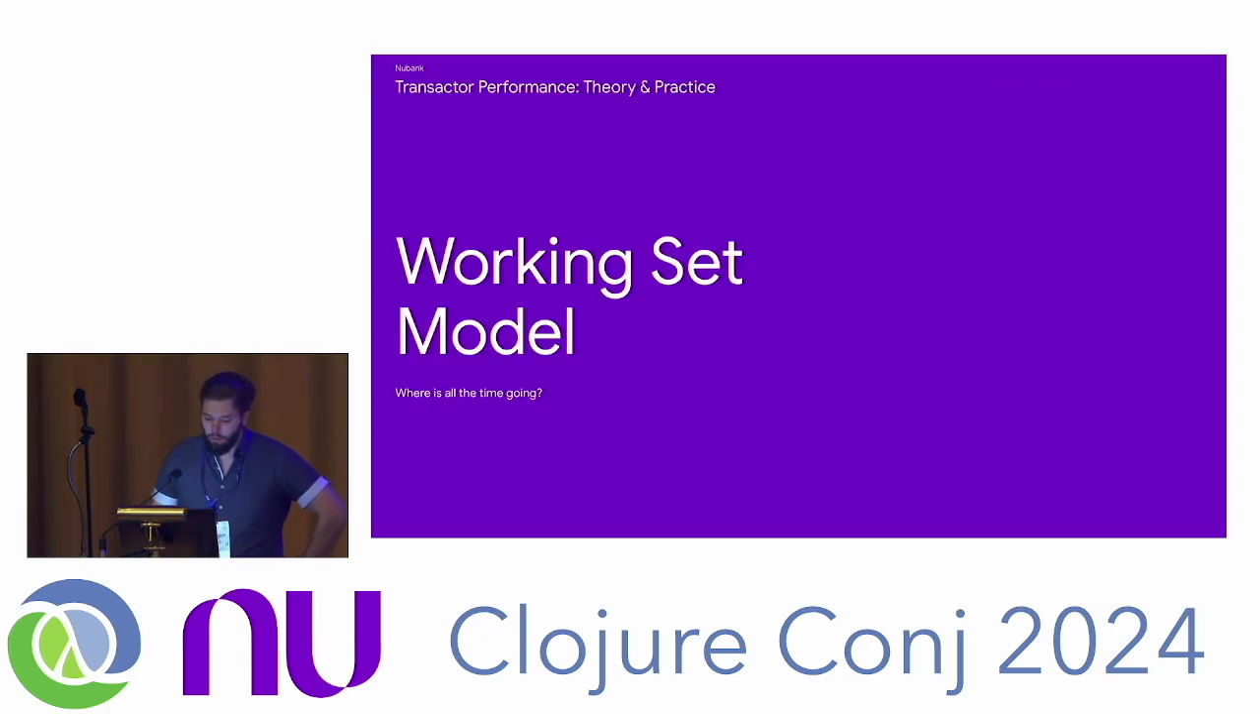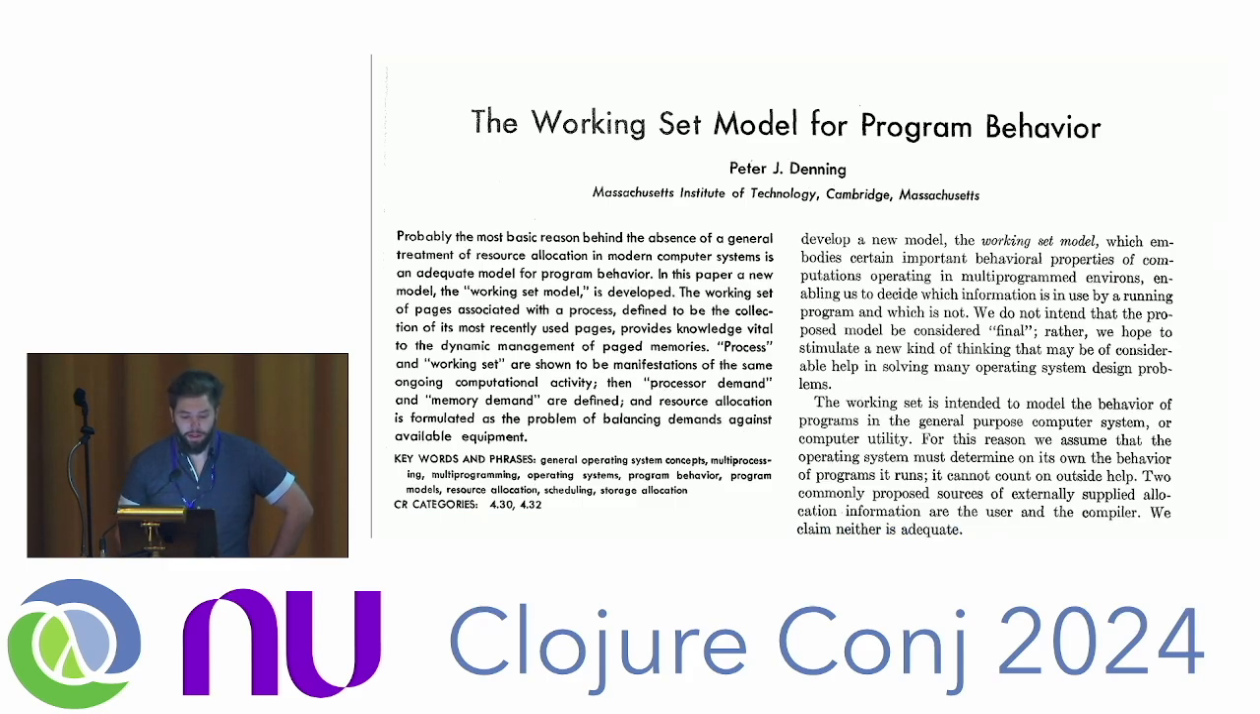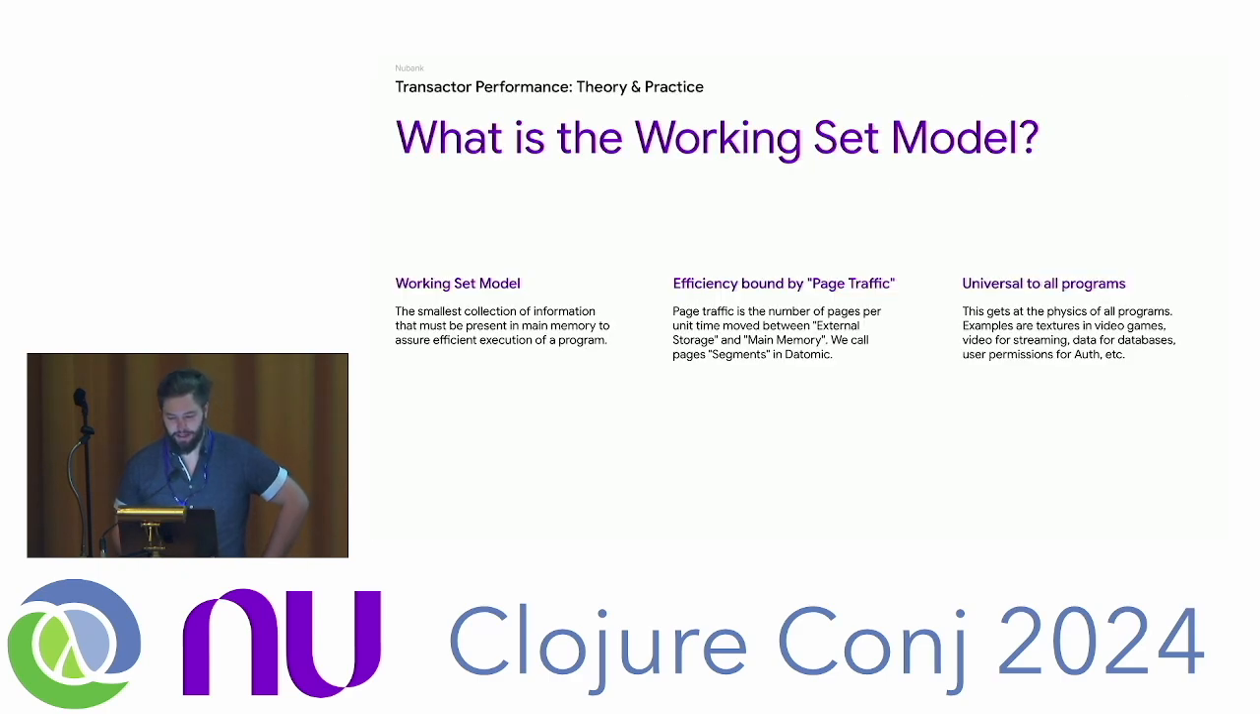So the working set model, where's the time going? The working set model actually comes from this paper out of MIT from 1968. Something about everything good was in the 70s, whatever. So what is the working set model? It is effectively the smallest collection of information that must be present in main memory to ensure efficient execution of your program.